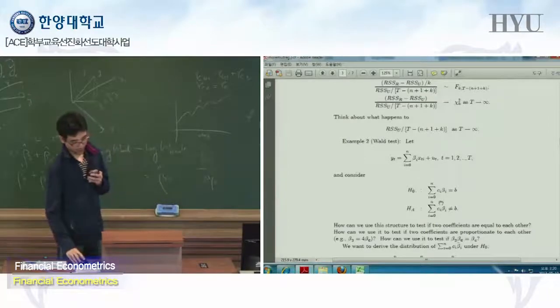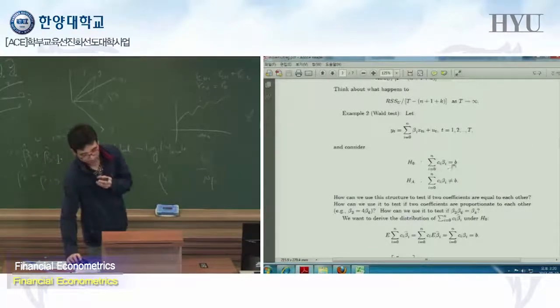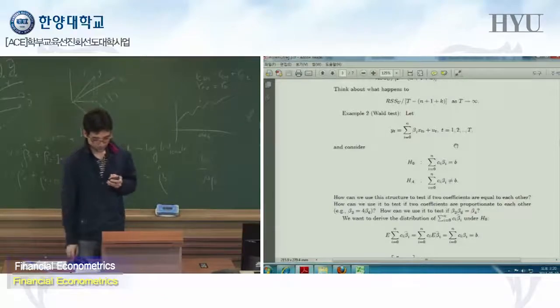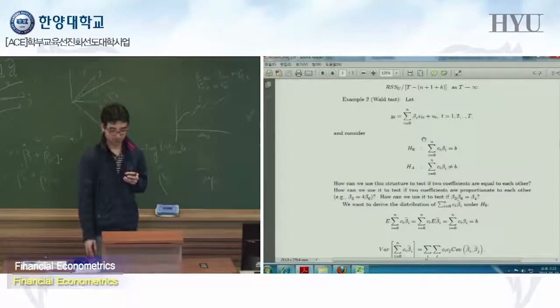Now we have another very interesting hypothesis. The null hypothesis is that a linear combination of the beta_i becomes b. So basically it is a restriction on the linear combination of the betas. The alternative hypothesis is the negation of the null hypothesis: the linear combination of those variables is different from b.